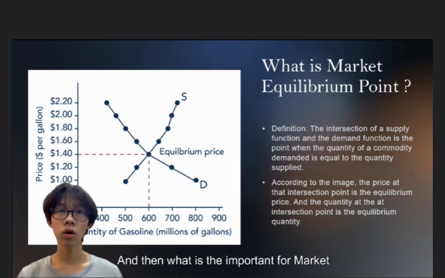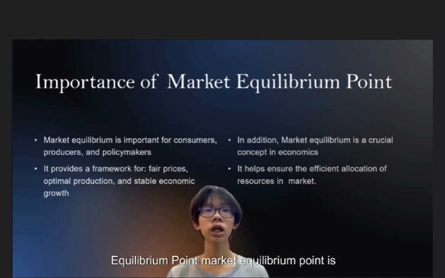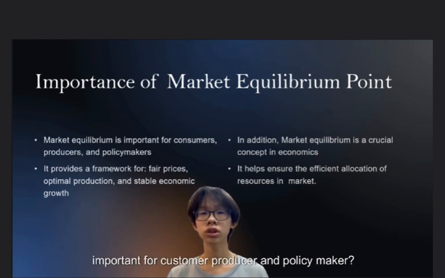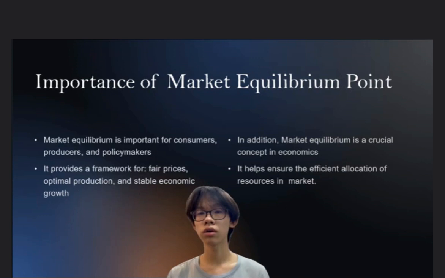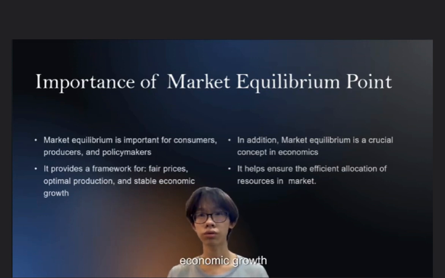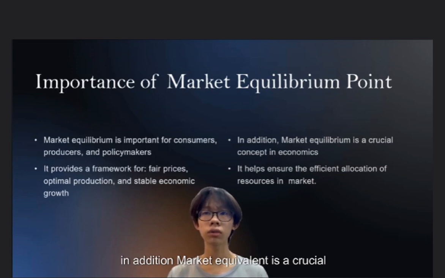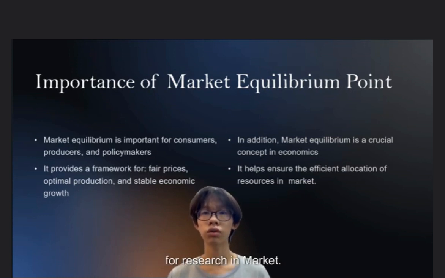Why is the market equilibrium point important? It is important for customers, producers, and policymakers. It provides a framework for fair price, optimal production, and stable economic growth. In addition, market equilibrium is a crucial concept in economics. It helps ensure the efficient allocation of resources in the market.